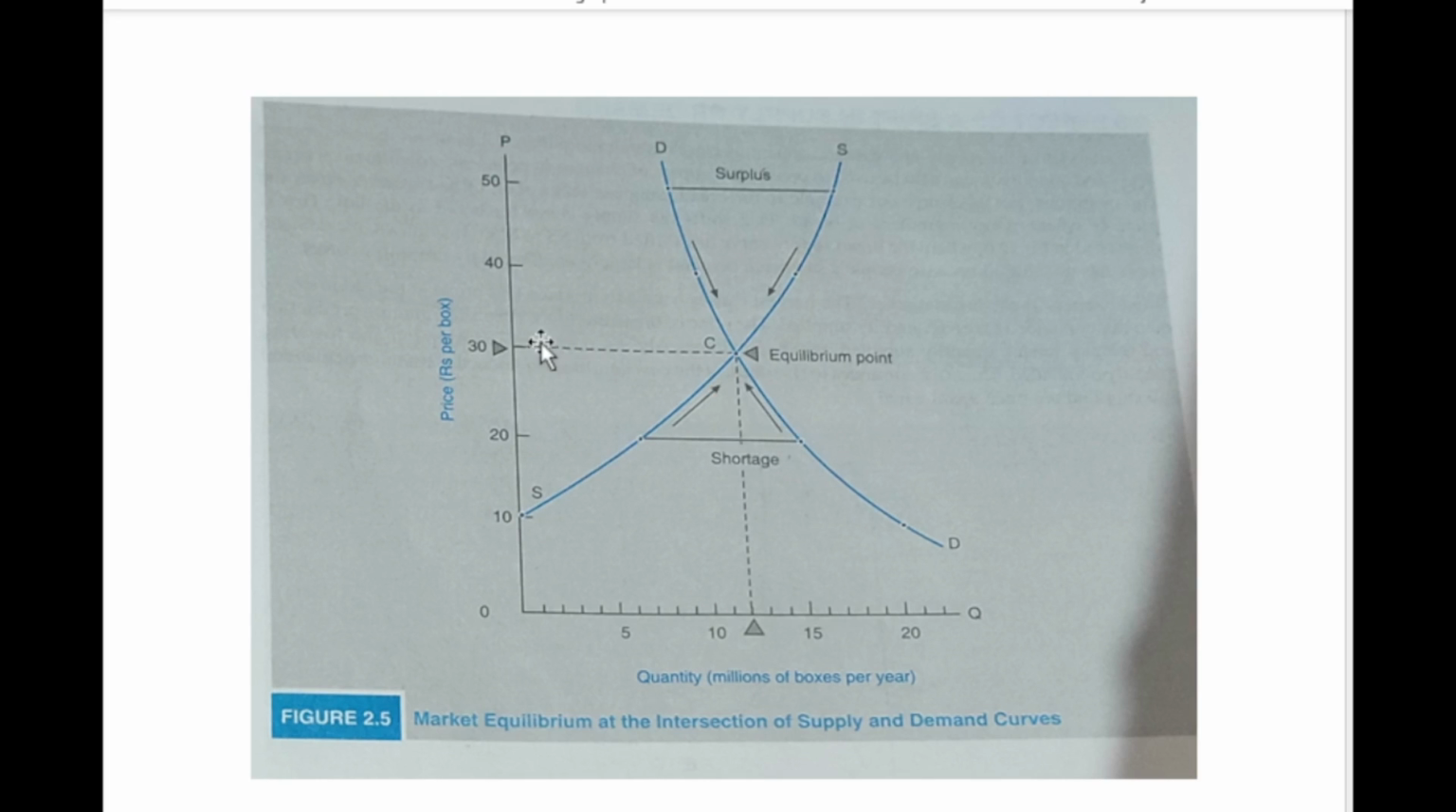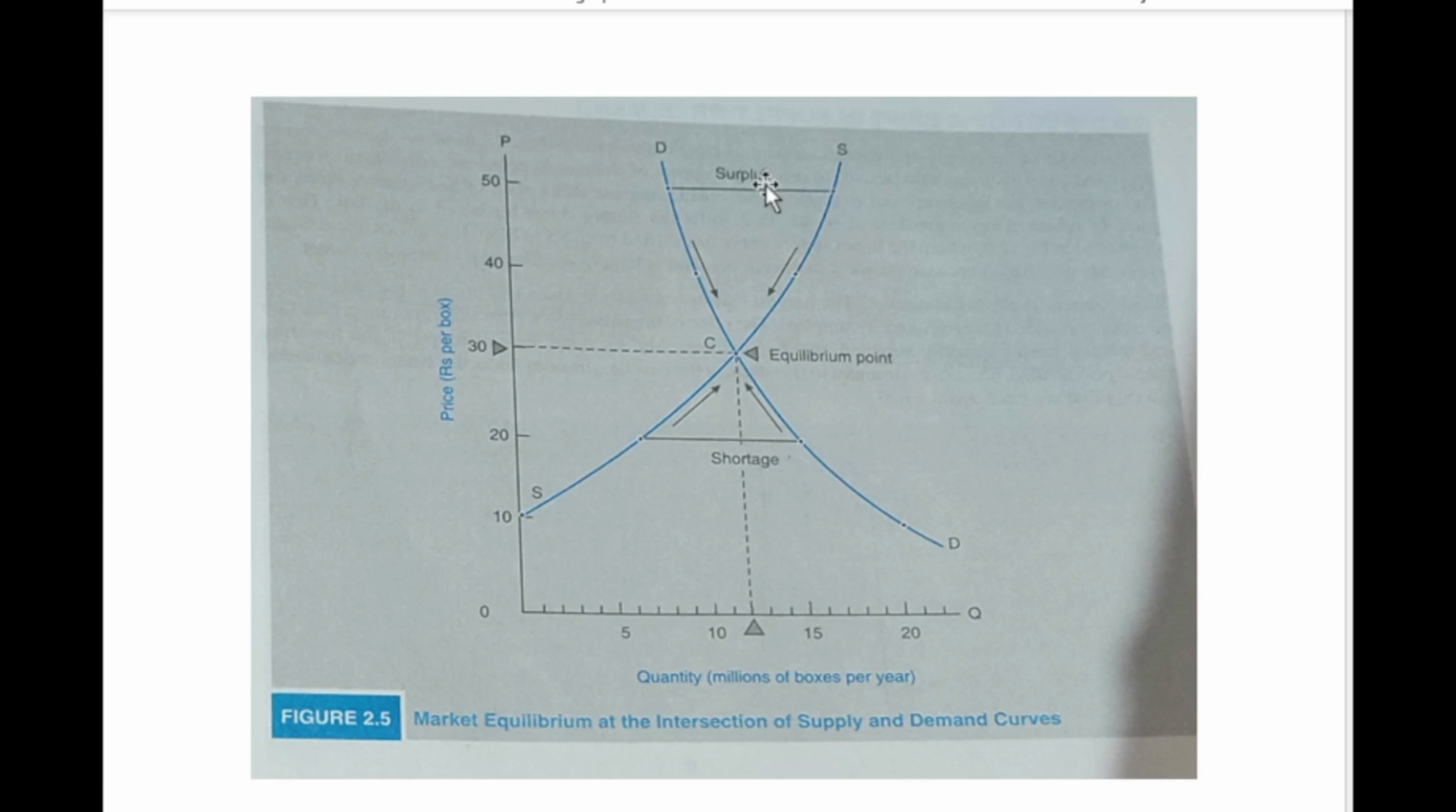But if the price is above 30 rupees, suppose we keep the price at 40 rupees, then there will be quantity supplied more than the quantity demanded. Supply will be more and quantity demanded will be less, so there will be a surplus between demand and supply.